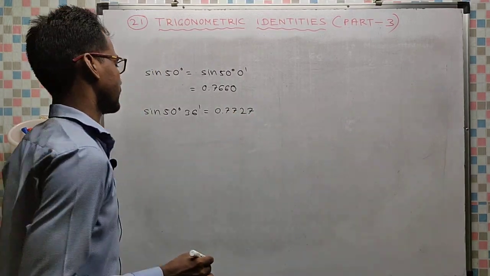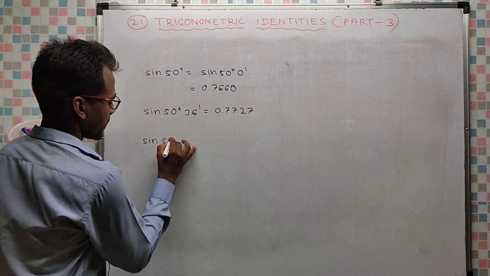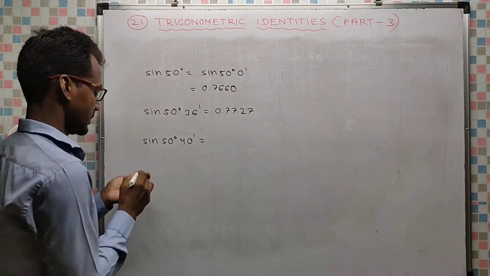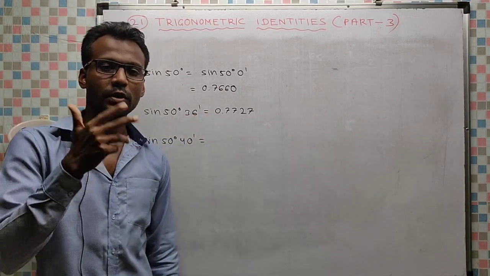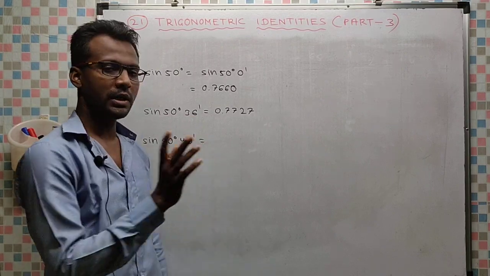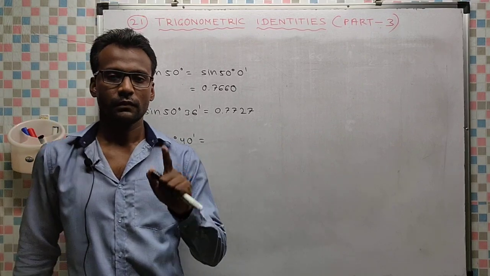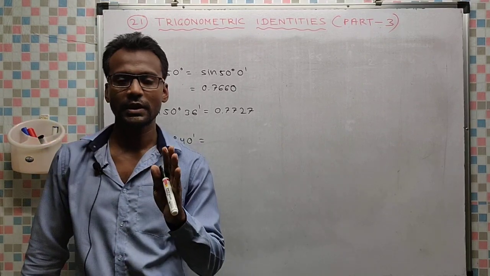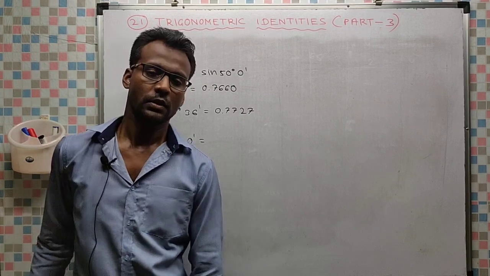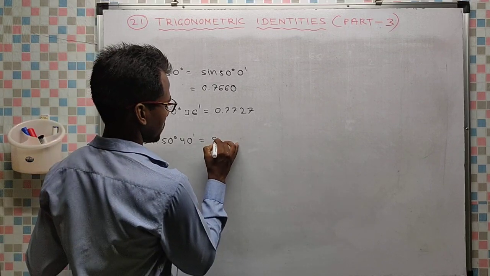0.7727. Okay, now suppose sine 50 degree and 40 minutes. Minutes are given in multiple of 6, so it was very easy to find 36 minutes. But 40 minutes is not given. Look at the first row. After 36 minutes, 42 minutes is given. 40 minutes is not given, so you have to break this.